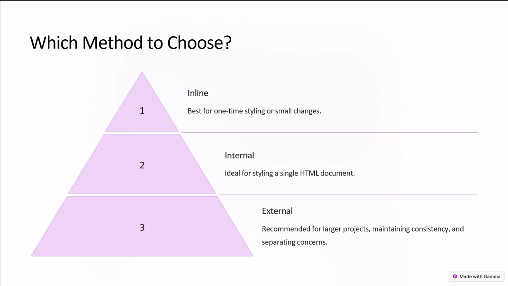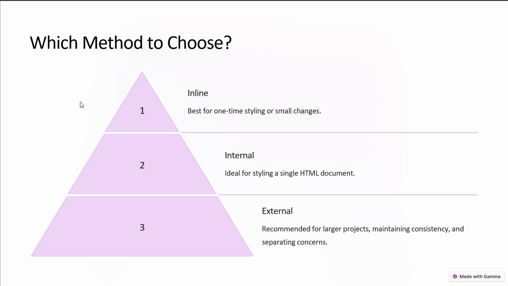Now come to priority. Which method has more priority? Inline CSS has more priority than internal and external, and between internal and external, the one that is declared above has more priority. In priority of internal and external, the one declared above in the head tag has more priority.